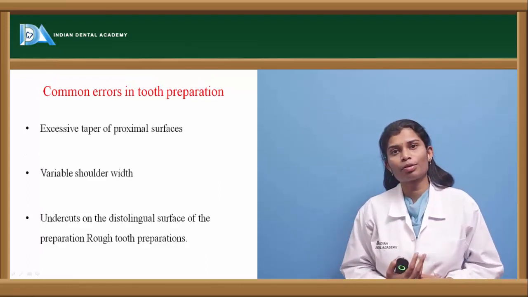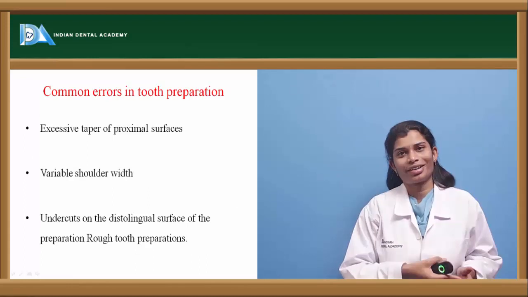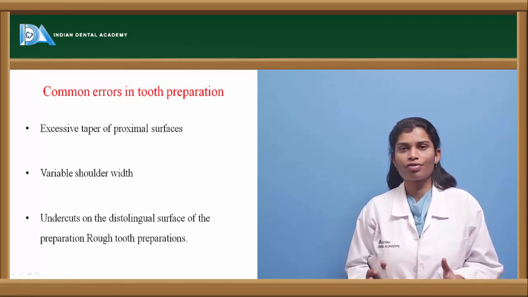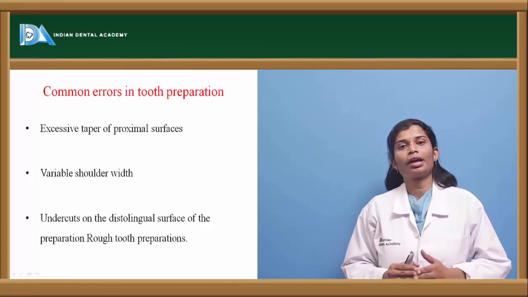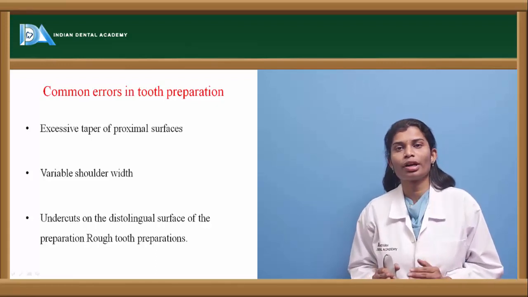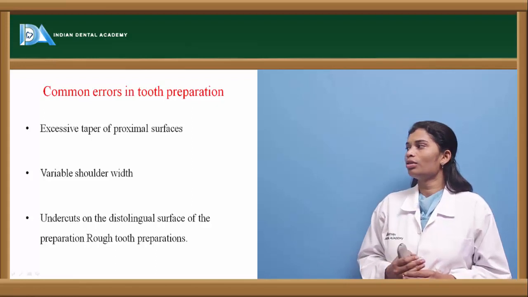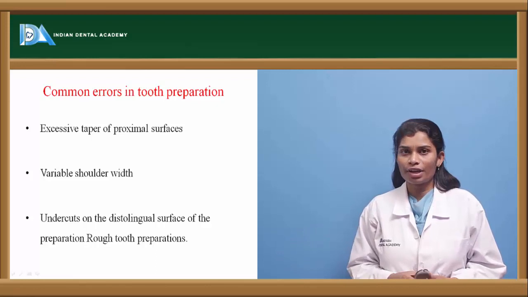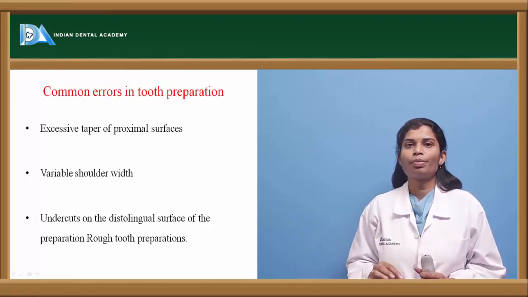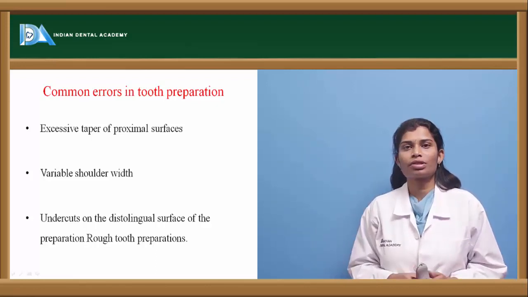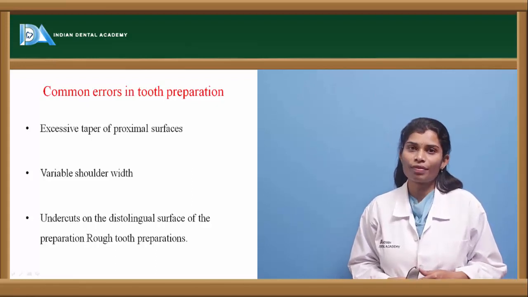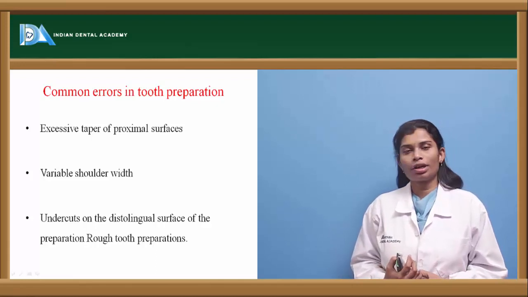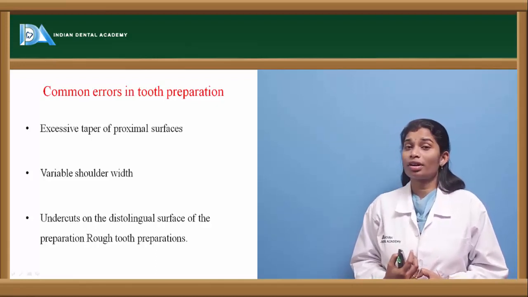If there is excessive taper of the proximal surfaces, that will compromise your retention. Your taper should be limited to 6 degrees in total. The angle of convergence should be only 6 degrees and taper on one axial surface should be only up to 3 degrees. And also a variable shoulder width. As I had already mentioned about the finish line preparation, your finish line should be even all round, except in porcelain fused to metal, where the amount of reduction varies on the facial and lingual surfaces. Then there are undercuts on the distal lingual surface of the preparation, and also rough tooth preparations.